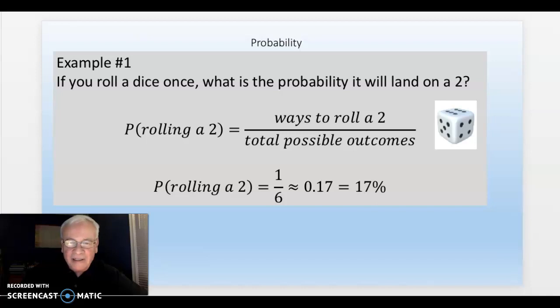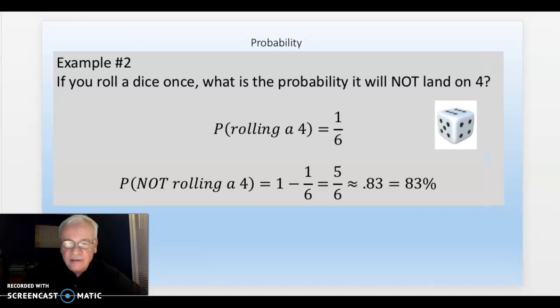Now, if you roll a dice, what's the probability? This is example 1. The probability to land on a 2. There's only one way to get a 2, but there's 6 total possible outcomes. So 1 out of 6, that's 17%. That's the probability of getting any number, not just a 2. Any single number, 1 out of 6.